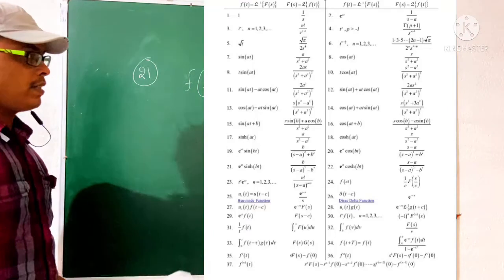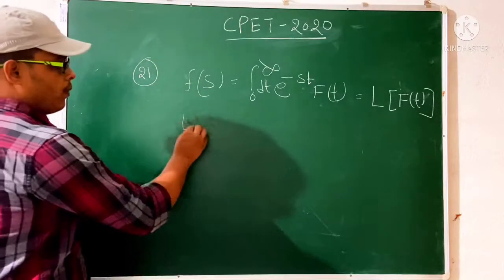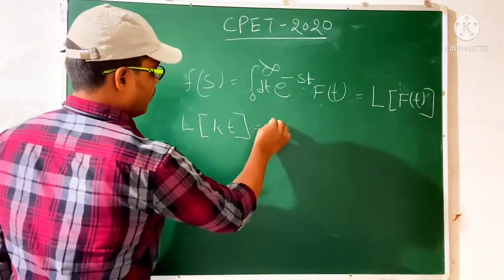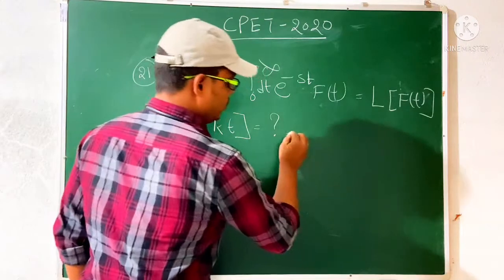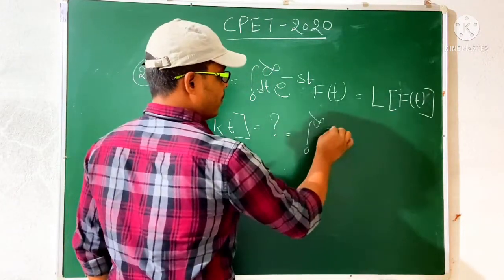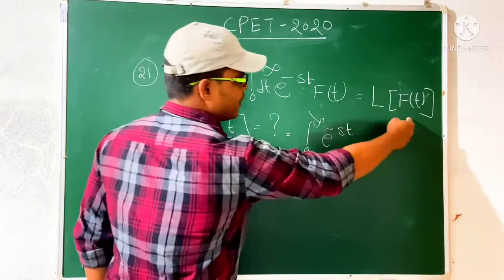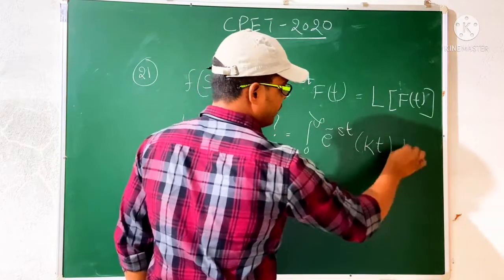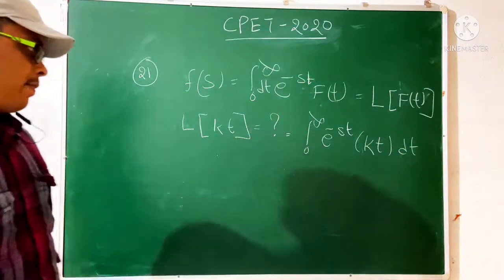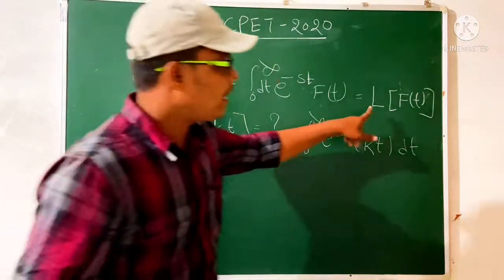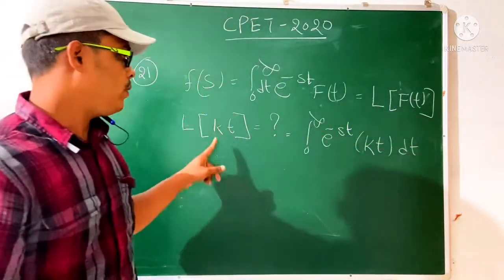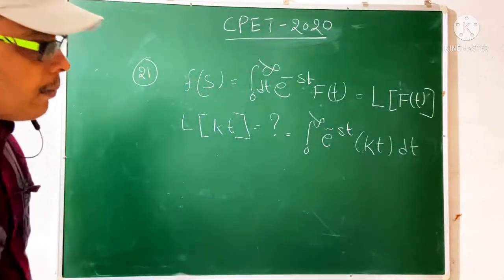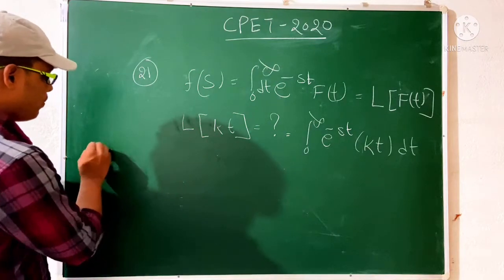This is the Laplace transform of f of t, and he is asking what is the Laplace transform of kt. So what will be the answer? This is the integral from 0 to infinity of e to the power minus st into f of t, the Laplace transform of f of t. But for the Laplace transform of kt, in place of f of t you write kt, into dt. The question asks for the Laplace transform of kt, so just substitute kt here and then do the integration. But remember one more important thing. So what will be the formula?